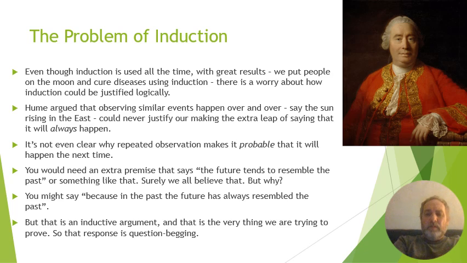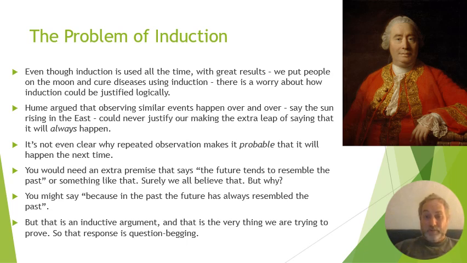So Hume argued that induction could never be justified, right? Observing the sun rising in the east over and over and over again could never justify the extra leap of saying, well, I guess it will always rise in the east, right? And it's not even clear why repeated observation even makes it probable that it will happen the next time, right? Now you might say, well, in the past, things always seem to happen the way they happened in the past, so I presume that in the future things will continue to happen the way they happened in the past, right? But that's just more induction, right?